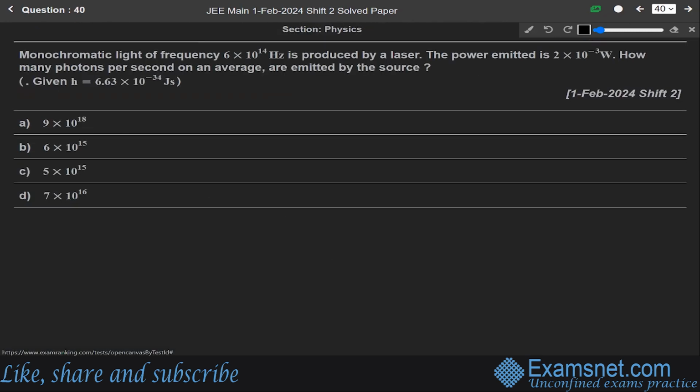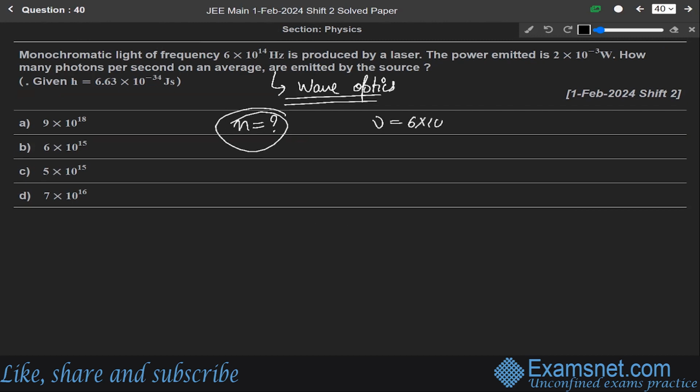Now next question 40. Monochromatic light of frequency 6 into 10 to the power 14 hertz is produced by a laser. The power emitted is 2 into 10 to the power minus 3 watt. How many photons per second on an average are emitted by the source? So this question is from the chapter of wave optics. According to the question, we have to find the number of photons, the value of n, and we are given the frequency 6 into 10 to the power 14 hertz and power 2 into 10 to the power minus 3 watt.